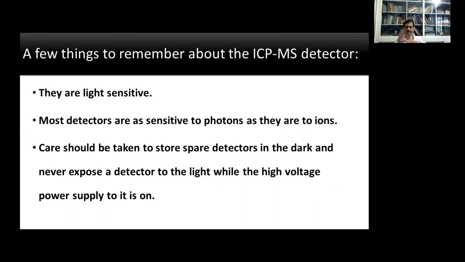Once you purchase the detector, you keep it in such a place that it is not affected by the light, because they are light sensitive. Most of the detectors are as sensitive to photons as they are to ions. So care should be taken to store spare detectors in the dark and never expose these detectors to the light while in high voltage situation or high voltage supply. They may be affected.